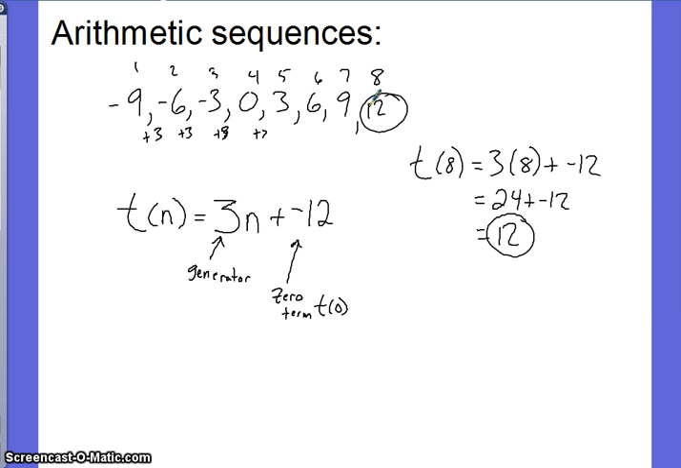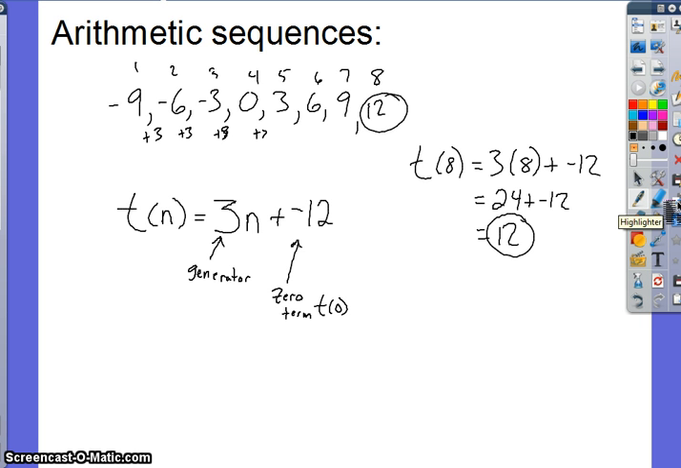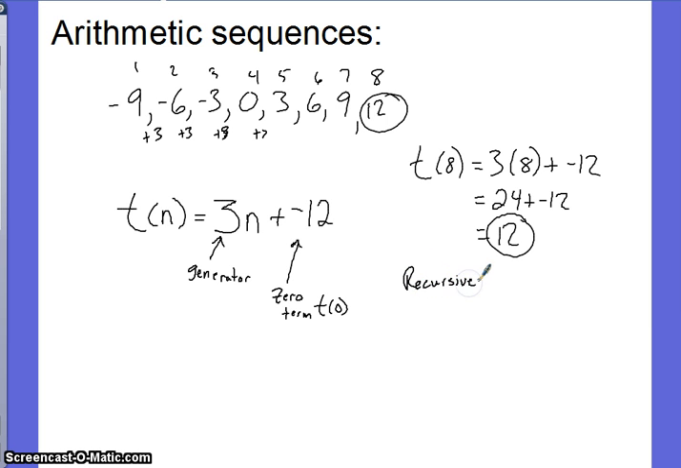Another way that we can write an equation for this is with what is called a recursive equation. For our recursive equation, the way that we write it is we ask, how do we find the next term? And that's what this n plus 1 means. How do I find the next term?